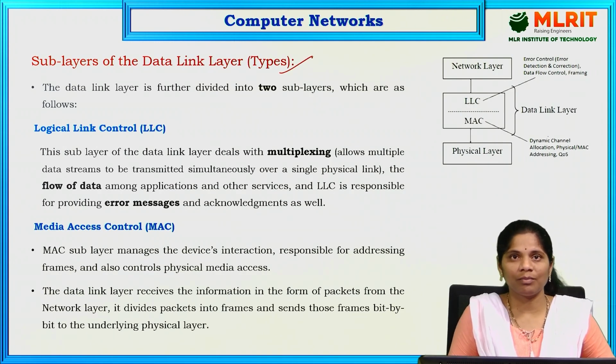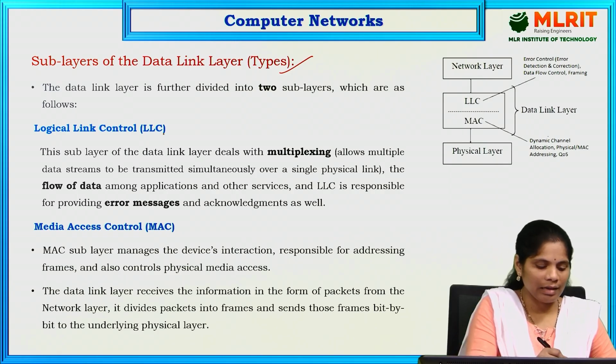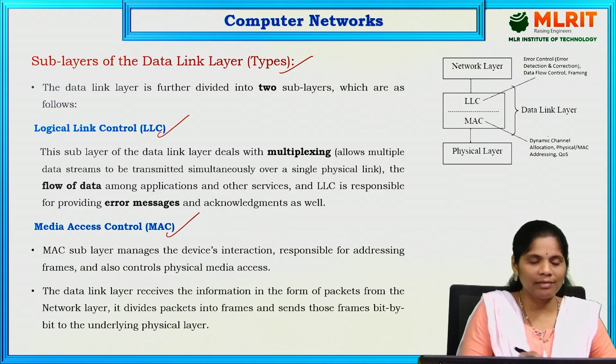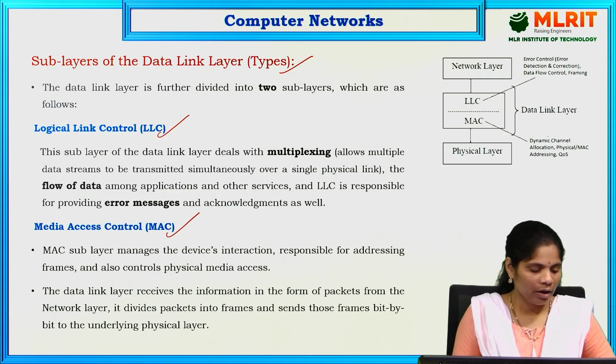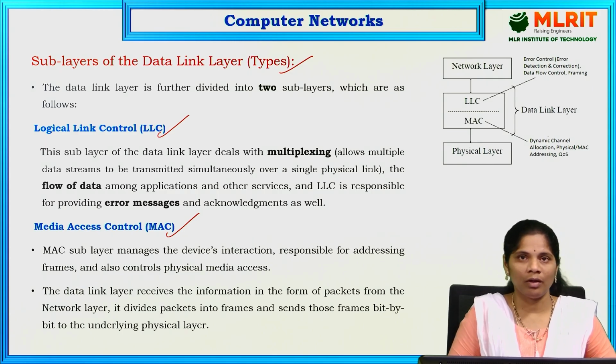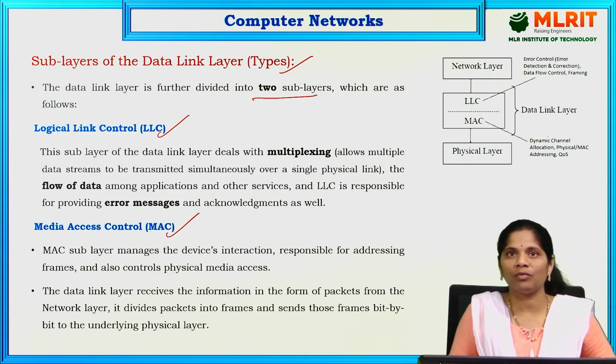What are the different types of sub layers in the data link layer? That is LLC and MAC. LLC is logical link control, and the next one is media access control. These are the two types of sub layers we are using in the data link layer.